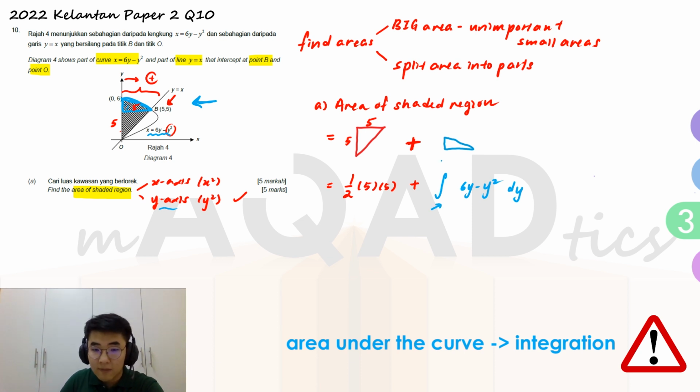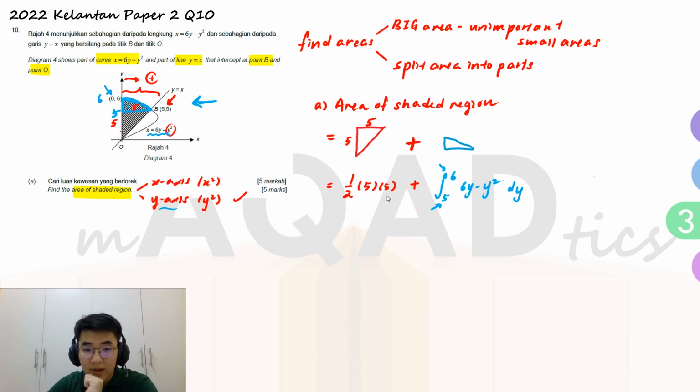And for the limits, we need to refer to the y-axis. So the lowest y value is actually 5, and the highest y value, according to this intercept, is 6. Okay, so it will be 5 to 6. Now to simplify this, we need to integrate this. Alright, so remember when we integrate, make sure we add 1 to the power. So here it would be 1 plus 1, so here would be y to the power of 2, and we need to divide by the new power. Same goes for y squared.